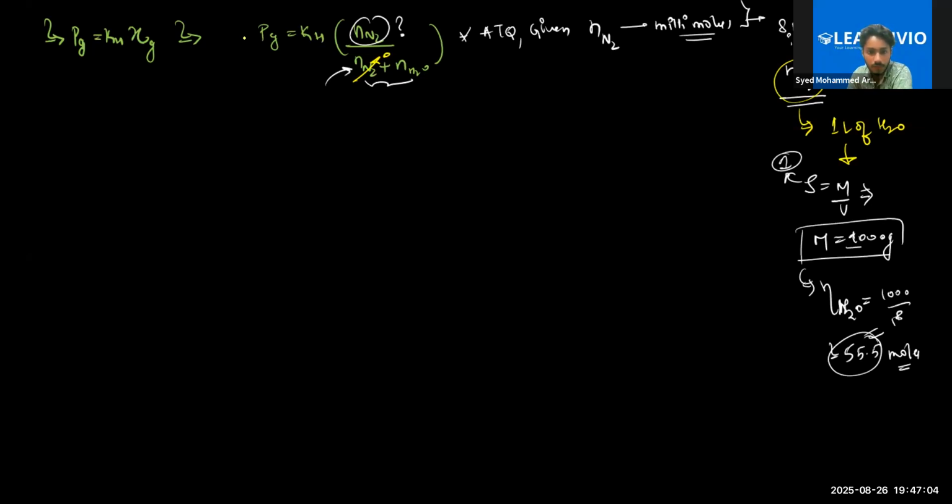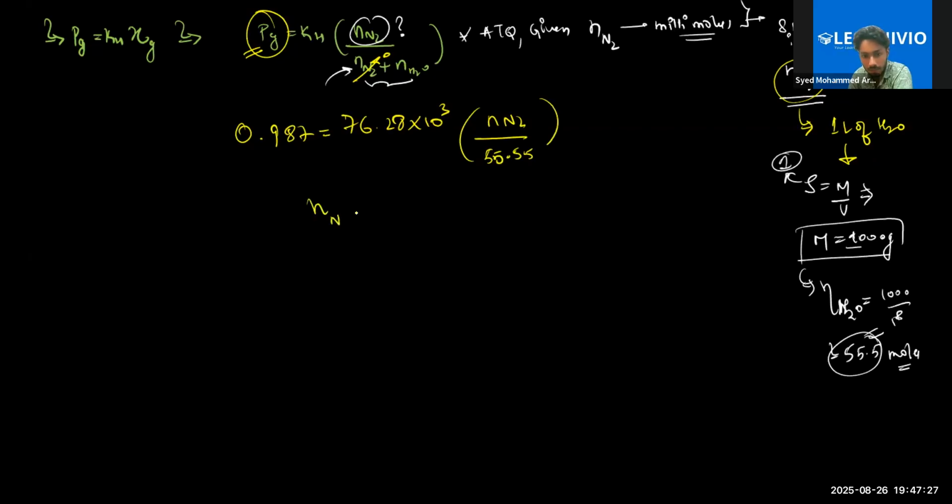Now, if I see here, this is my partial pressure of gas. So this one would be 0.9 and 0.987. And if I put here 76.28 into 10 to the power of 3 and the number of moles of N2 divided by 55.5, this one is just the calculation. After solving, you'll get your final answer as 0.71 moles. Understood?